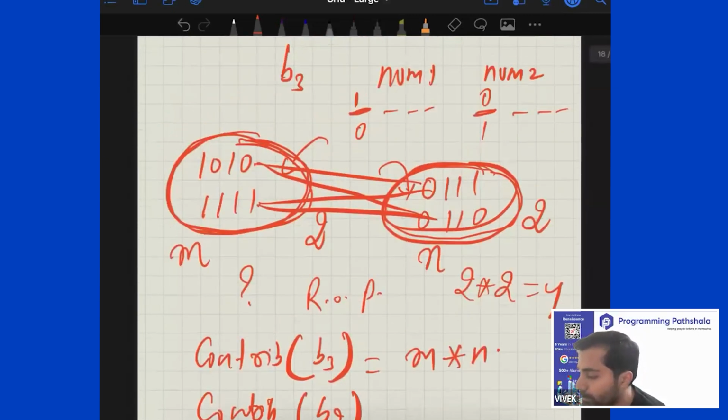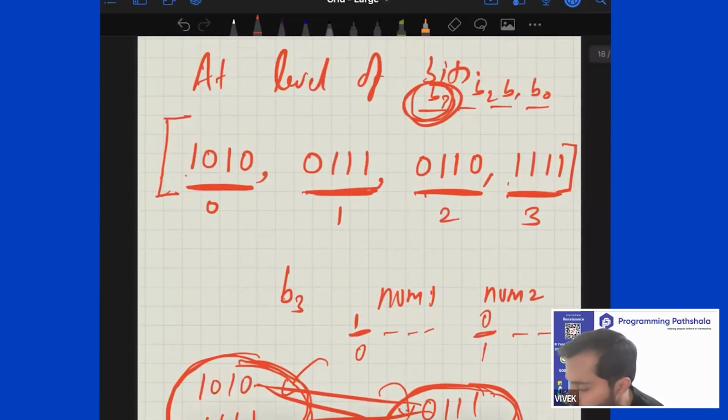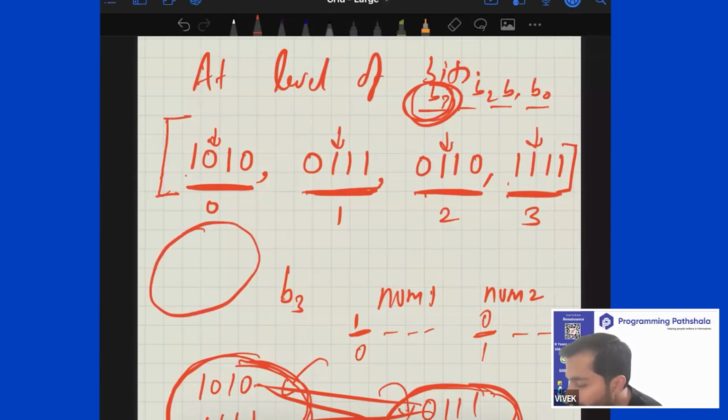Contribution. So see, this is bit position 2. Now there is a basket of numbers where numbers with bit 2 as 0 are present, so the first number is this. And another basket where numbers with bit 2 as 1 are present: 0111, 0110, and 111.